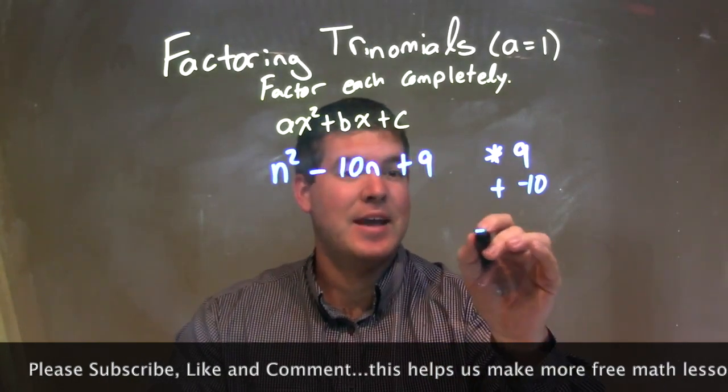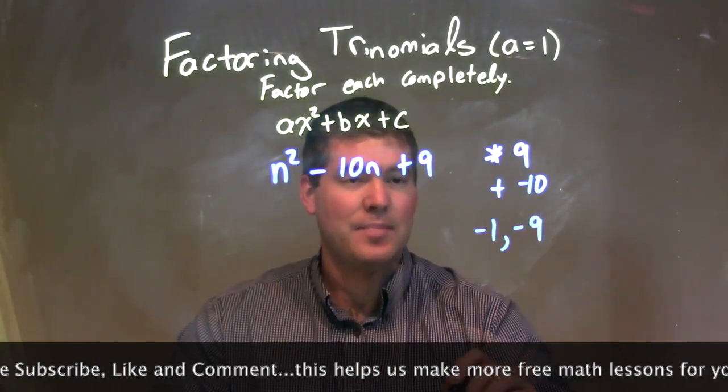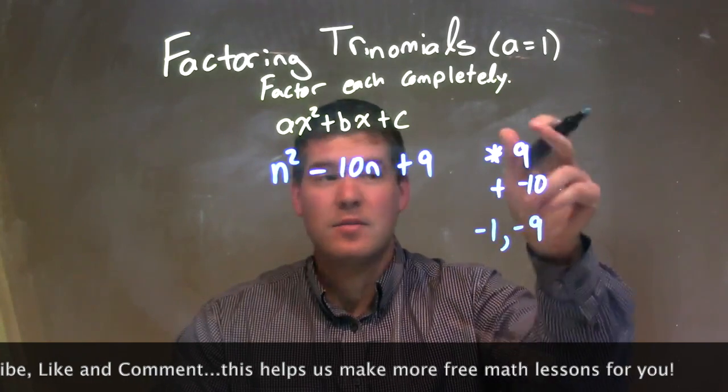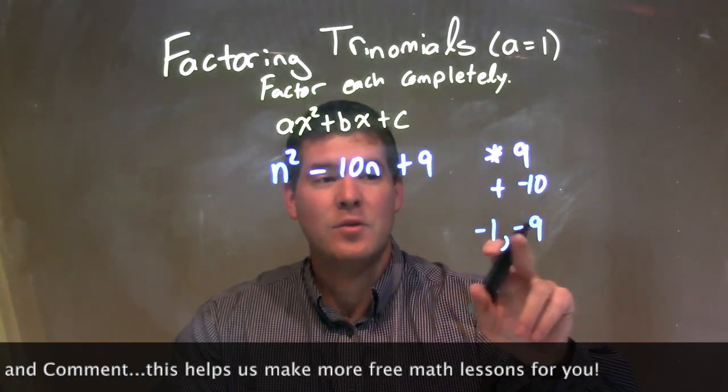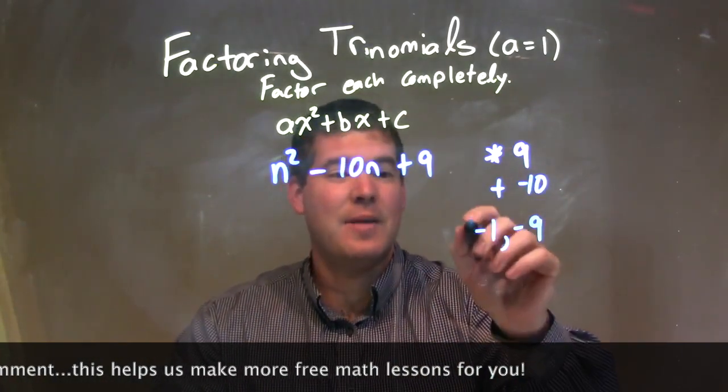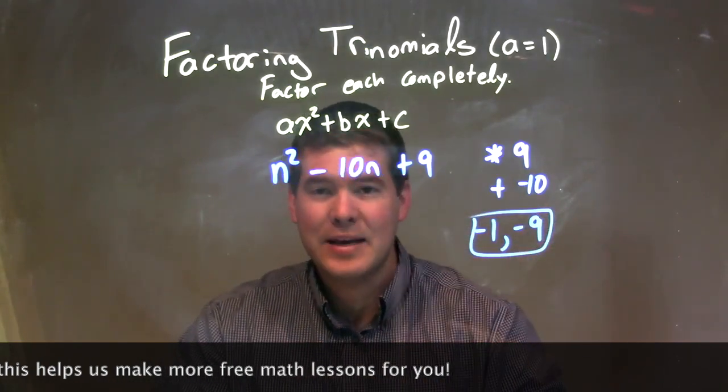The way I see it is a negative 1 and negative 9. Negative 1 times negative 9 is a positive 9, but when I add them together, negative 1 plus a negative 9, I get a negative 10. Okay, so those are my key two numbers.